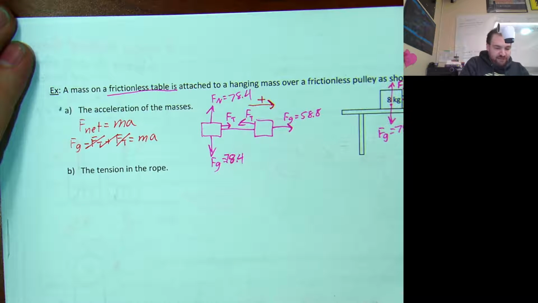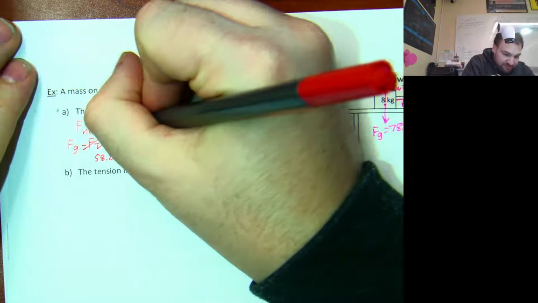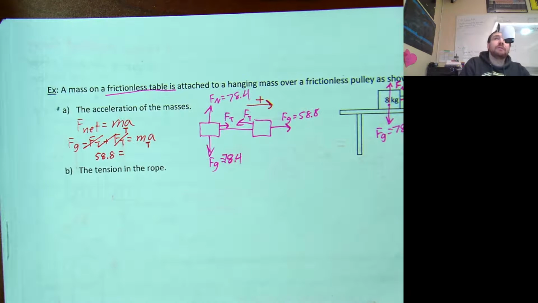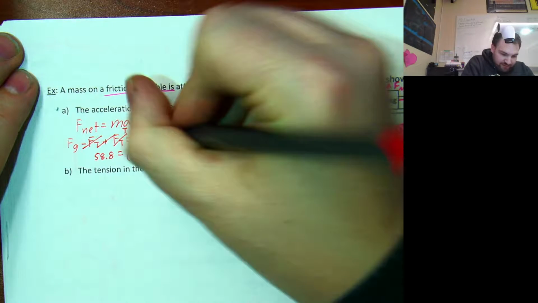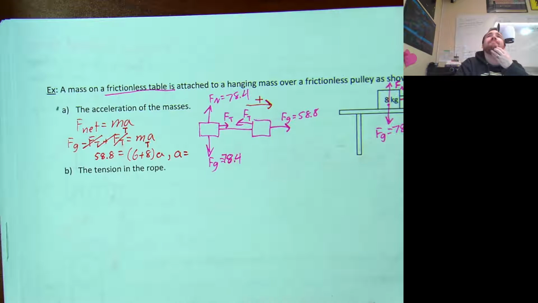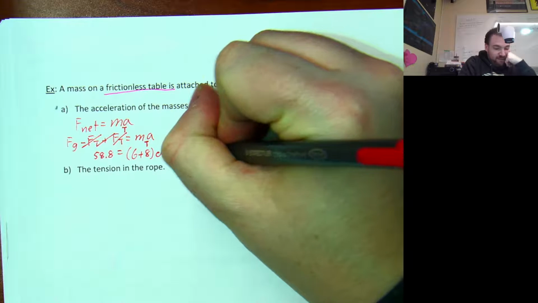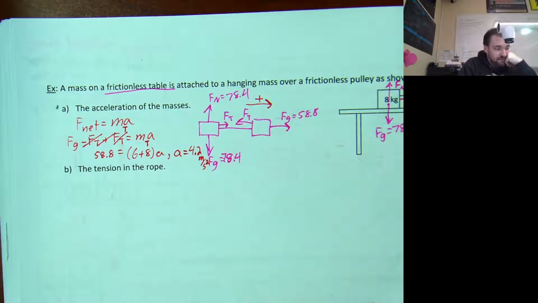Those two tensions are going to cancel, so I'm going to get 58.8 is going to equal, again, this is the total mass of the system, so this is going to be 6 plus 8 times a. What's the acceleration of the system? Is it exactly 4.2? Cool. Thank you. So we've got an acceleration of 4.2 meters per second squared.